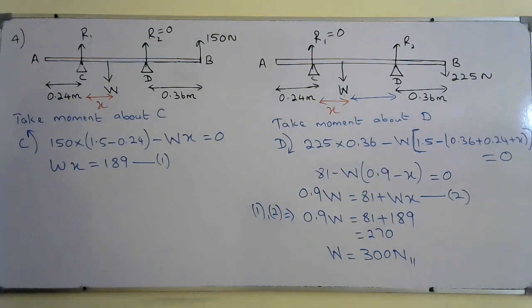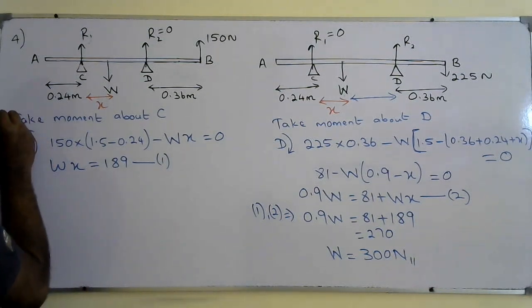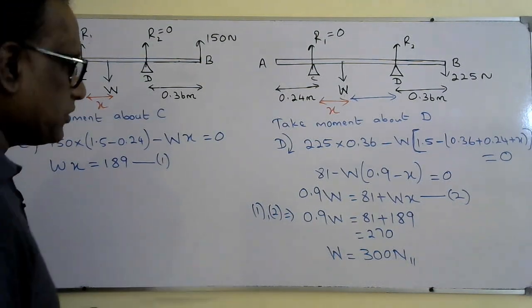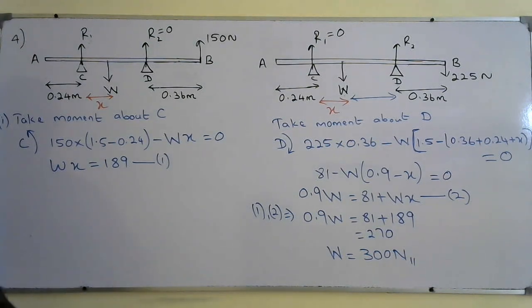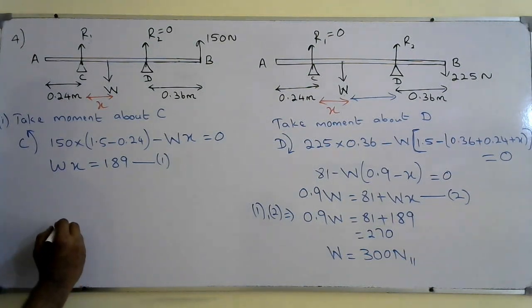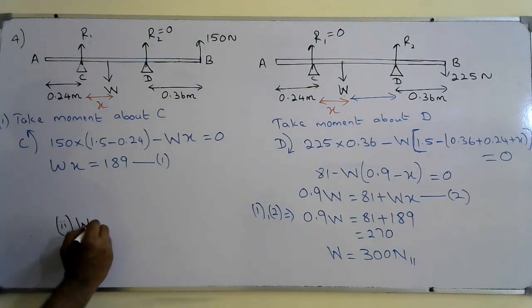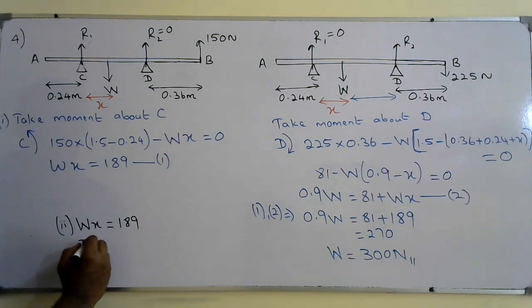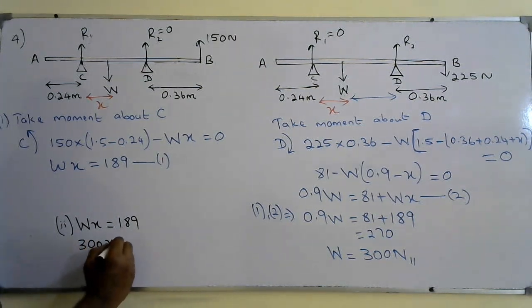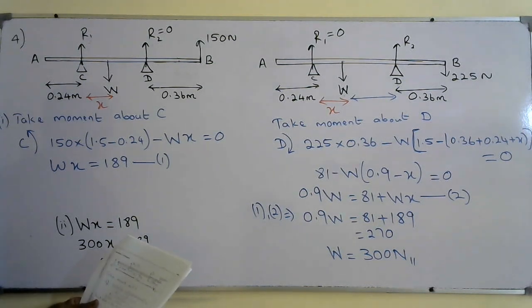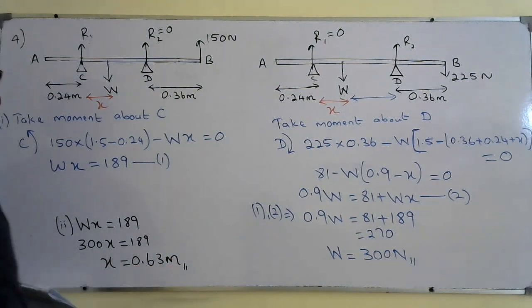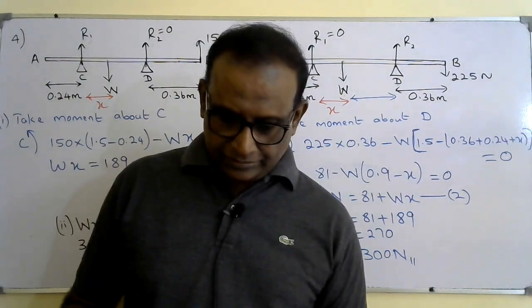Right, so that's the first part they asked to find. This is all we did for the first part. The second part, they asked to find x. So substitute this W equal to 300 here. Wx is equal to 189, that is 300x, since W is 300, so 300x is equal to 189. Find x: 189 divided by 300, so 0.63 meter. That is the value of x.